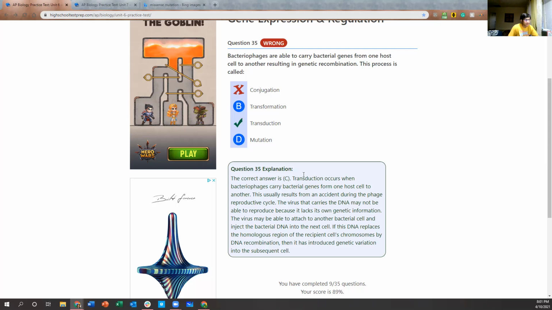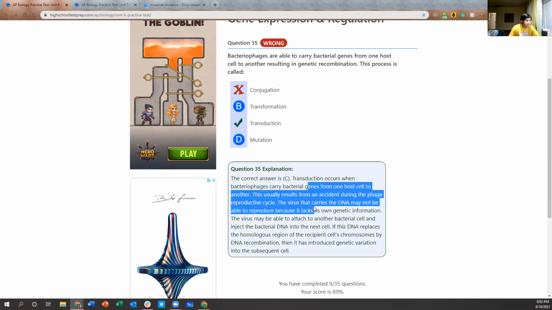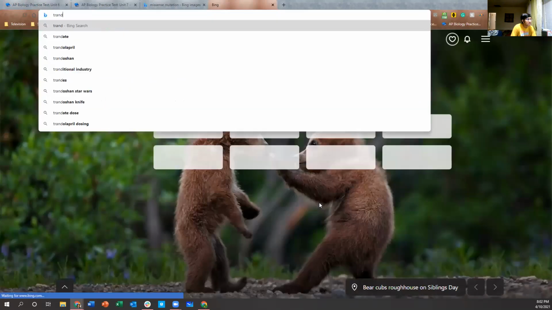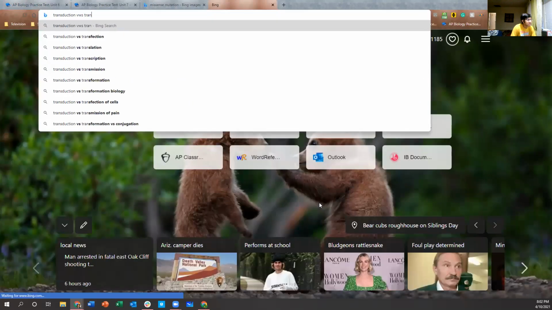I think we should probably review that, because I think I have a pretty bad understanding of that. Transduction occurs when bacteriophages carry bacterial genes from one host cell to another. This results from an accident during the phage reproduction. I'm a little bit confused by this, to be honest. Let's just see, transduction versus transformation.